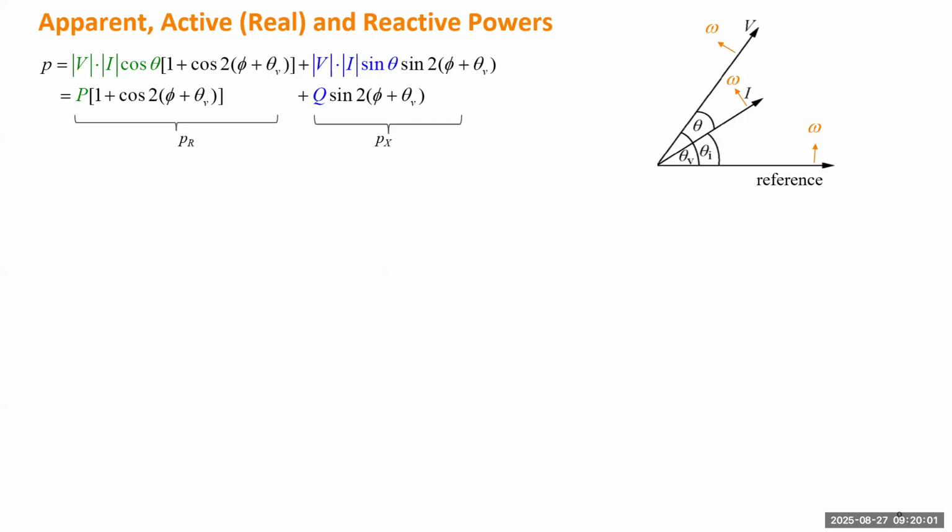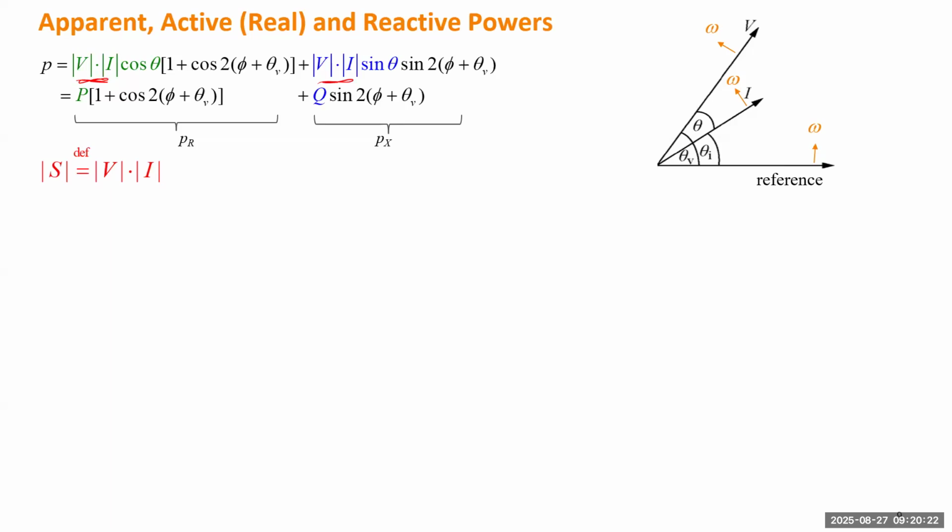At the end of the Monday lecture, we also gave the basic idea about different definitions of power, all based on this instantaneous power expression. First, we introduced apparent power. Apparent power is basically just the product of the magnitudes of voltage and current. So we call it apparent power.